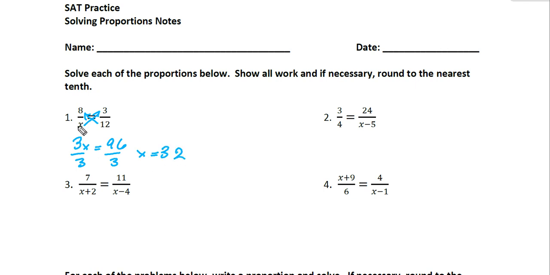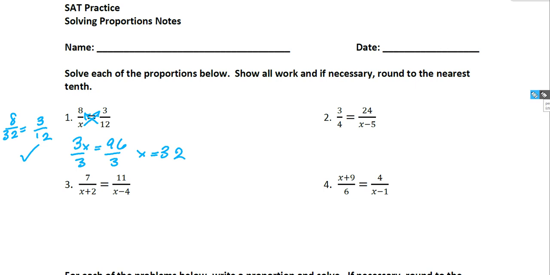All right, if we substitute it back in, should be the same thing on both sides. So 8 over 32 should be the same thing as 3 over 12. So 8/32 is 1/4, 3/12 is 1/4, so those two are equal.